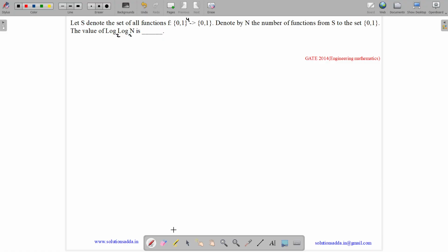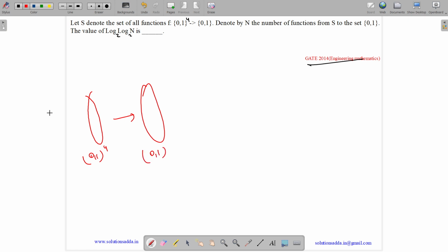This question belongs to engineering mathematics subject and was asked in GATE CSE 2014 set 1. So the question states, let S denote the set of all functions from {0,1}^4 to {0,1}, and this set of all functions is denoted by S.